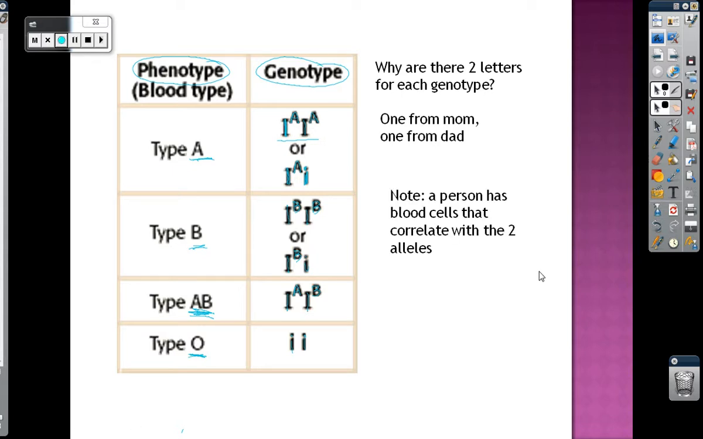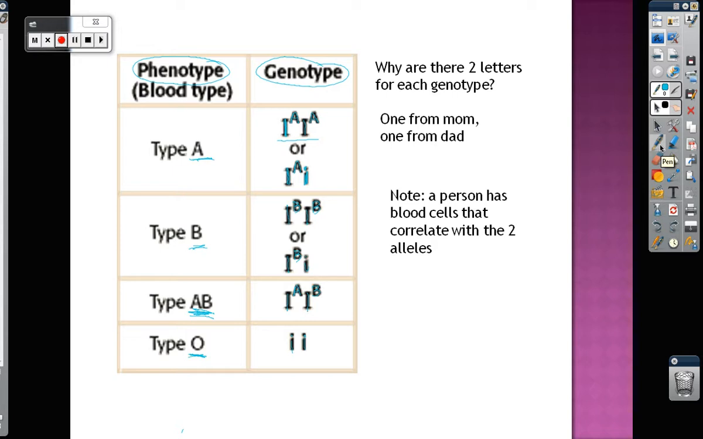One thing to note, a person has blood cells that correlate with both alleles. So if you are type A, if you're this first example, the homozygous dominant, you will have all the same blood cells. If you're the second one, the heterozygote, you will have blood cells corresponding to the capital I superscript A. You will also have a few blood cells corresponding to your lowercase i. Same with the type B. If you're heterozygous, you will have blood cells representing both alleles. Type AB, you will again have both represented, and type O, since it's homozygous, doesn't really matter so much.